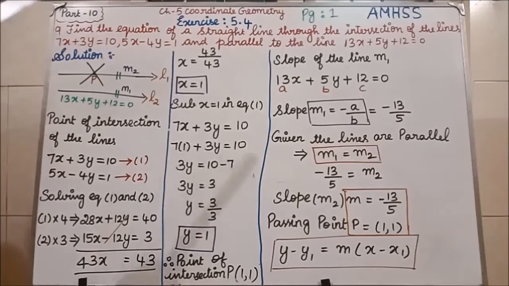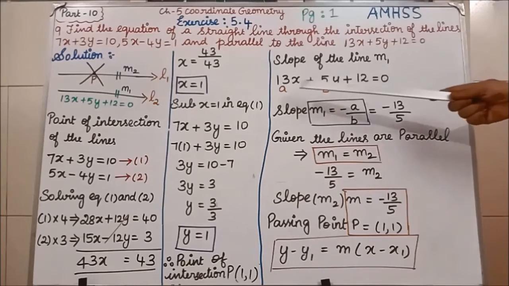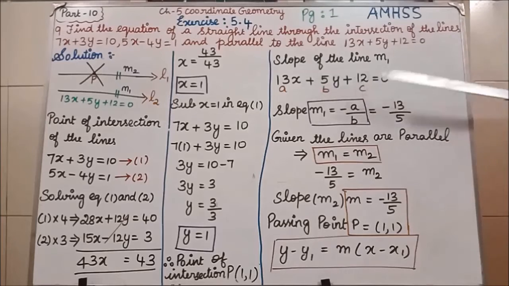Parallel to the line 13x plus 5y plus 12 equal to 0. Parallel means immediately your mind should strike slope. So, the slope formula: if they have given the equation, what is the slope formula? M1 is equal to minus a by b is our slope formula. Clear? Now, what is the equation they have given? 13x plus 5y plus 12 equal to 0. So, this 13 is a, 5 is b, 12 is c.